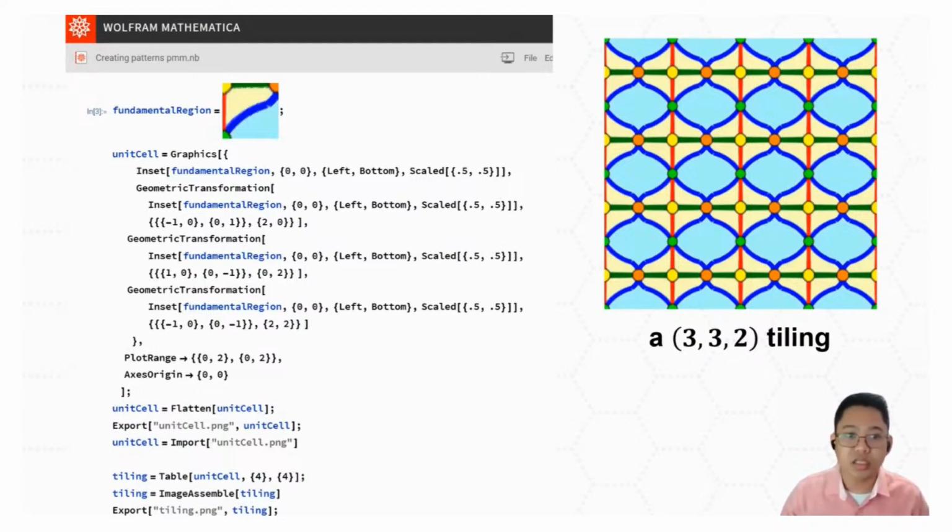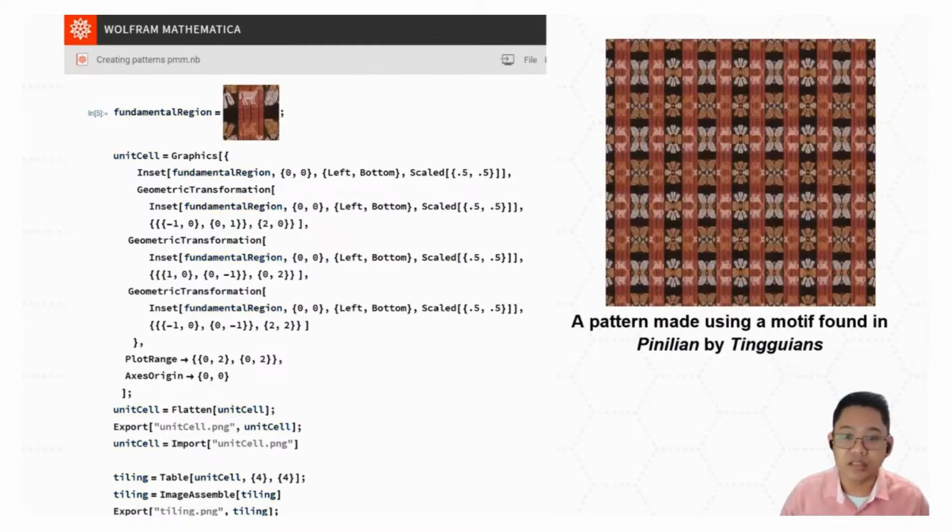Now, this is not only limited to tilings, but also applies to patterns in general. For example, here I was able to create this kind of pattern by using as a fundamental region a motif found in the products of our indigenous people here in the Philippines, in particular the Pinalian by the Tingians. So I was able to create this pattern.